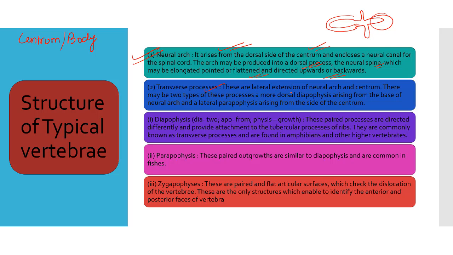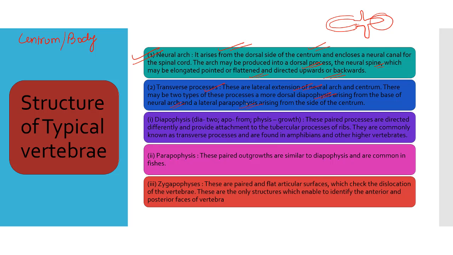Transverse processes are lateral extensions of the neural arch and centrum. There may be two types of these processes: the more dorsal diapophysis arising from the base of the neural arch, and the lateral parapophysis. No need to remember. So diapophysis and parapophysis are the lateral extensions of the centrum or the body.